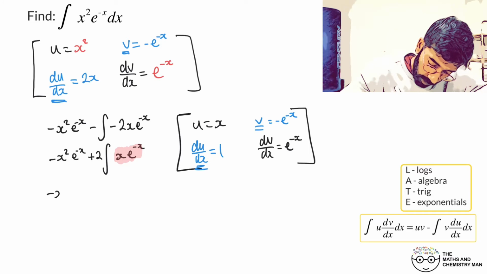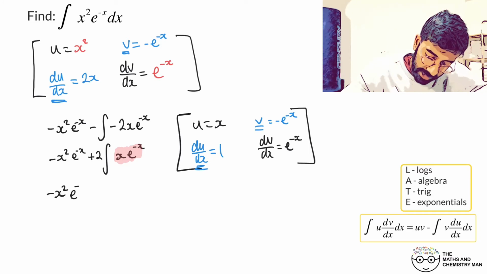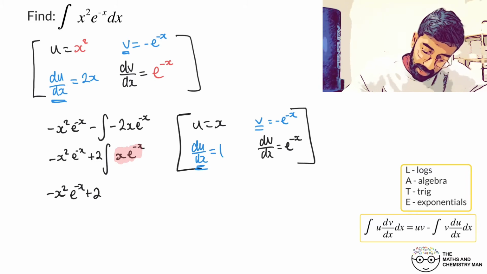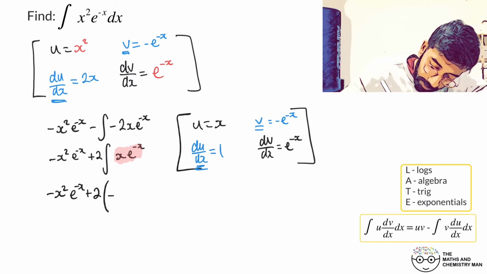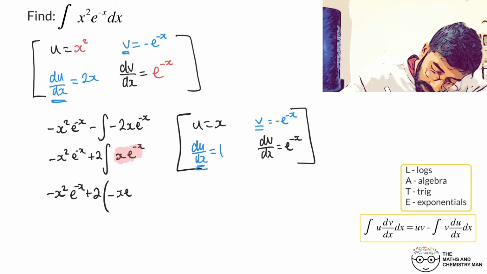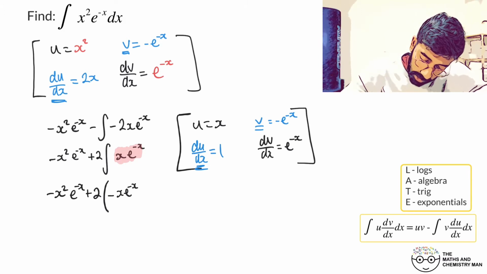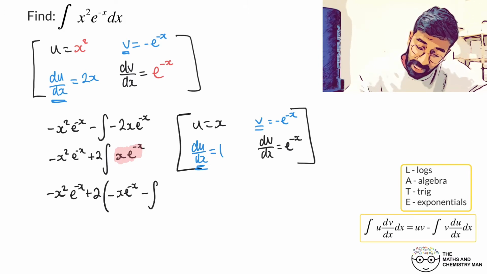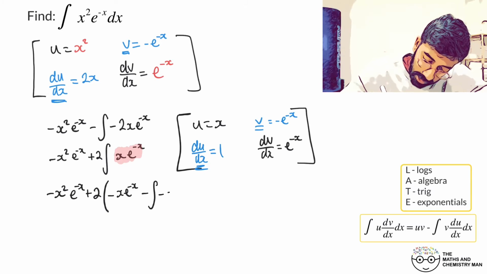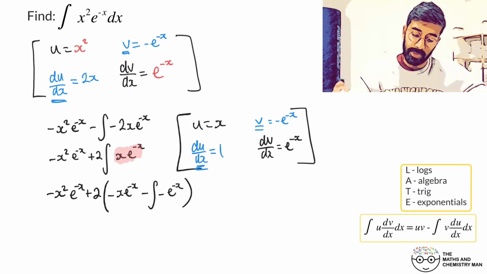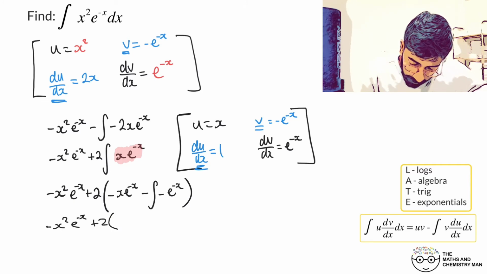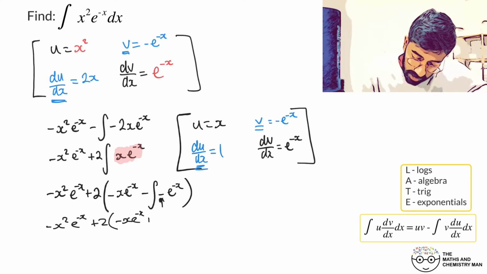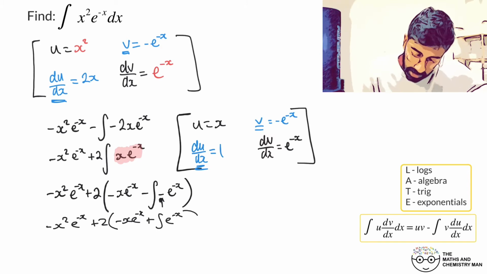So what have we got now? Well, we've got minus x squared e to the minus x plus 2 lots of, and now we need to apply our by parts formula again. So uv, which will be minus x e to the minus x, subtract the integral of v du dx, which is just minus e to the minus x. There we go. So we'll neaten that up a tiny bit, so that there, plus 2 lots of minus x e to the minus x. This minus here, I'm going to take that outside as well to turn that into a positive, and then e to the minus x. There we go.